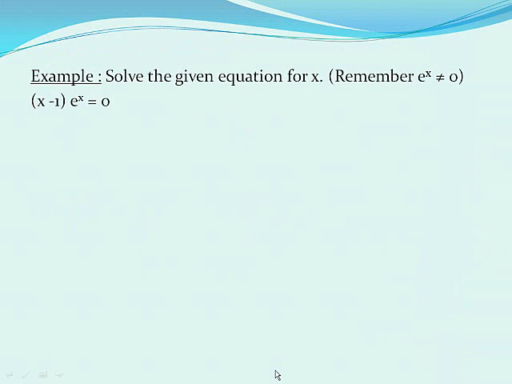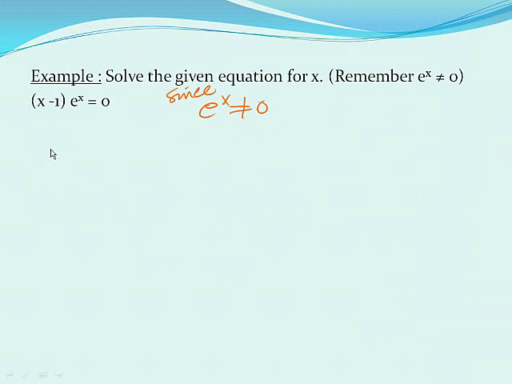Solve the given equation for x. (x minus 1) multiplied with e^x equals 0. And notice that e^x is not equal to 0, so we can divide both sides by e^x.